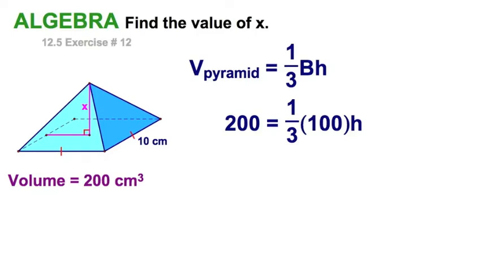Well, easiest thing to do: multiply both sides of the equation by, you guessed it, 3. So now I've got 600 is equal to 100h. That's pretty straightforward, and I guess all we're going to do is divide by 100.